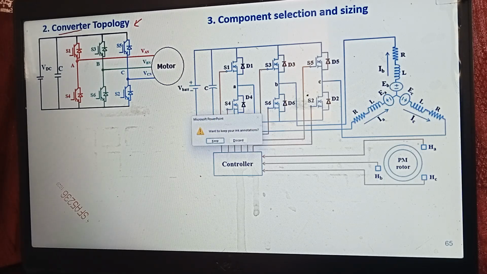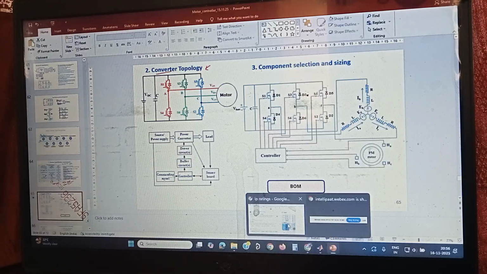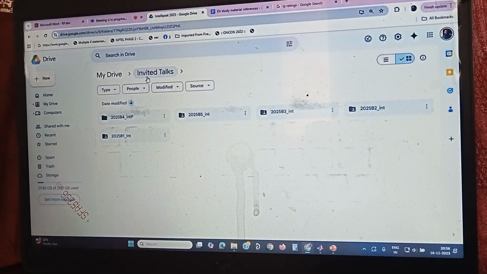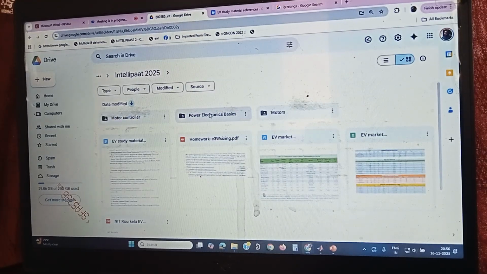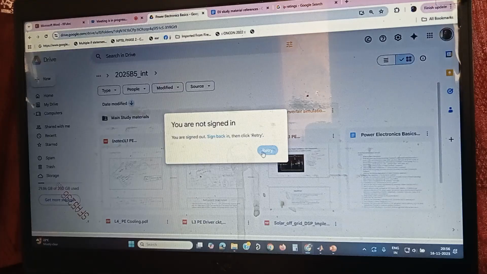Do note that, of course, I did not discuss all the topologies together, but I did summarize all the topologies for you in a very short document. Let me show you why I kept that. If you go to this Power Electronic Basics folder, inside that there is a main study material document. Sorry, it looks like there is some connection problem.